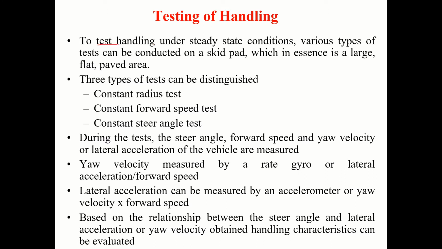How to test, for what to test under steady state conditions is what we are going to discuss. So first we'll talk about three types of test. One is the constant radius test, constant forward speed test, constant steer angle test.